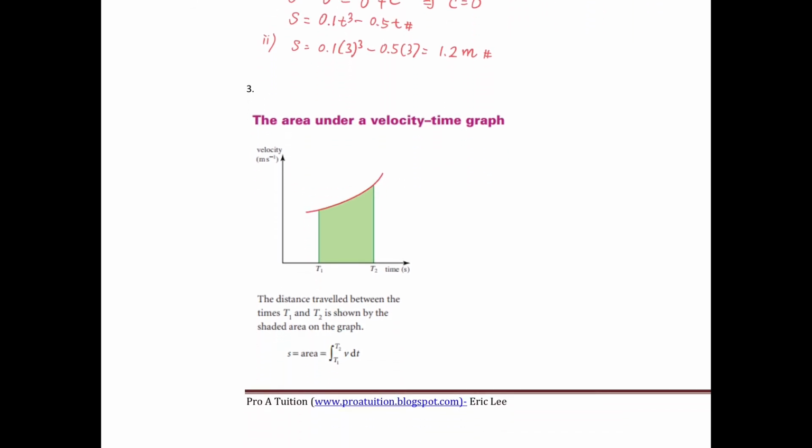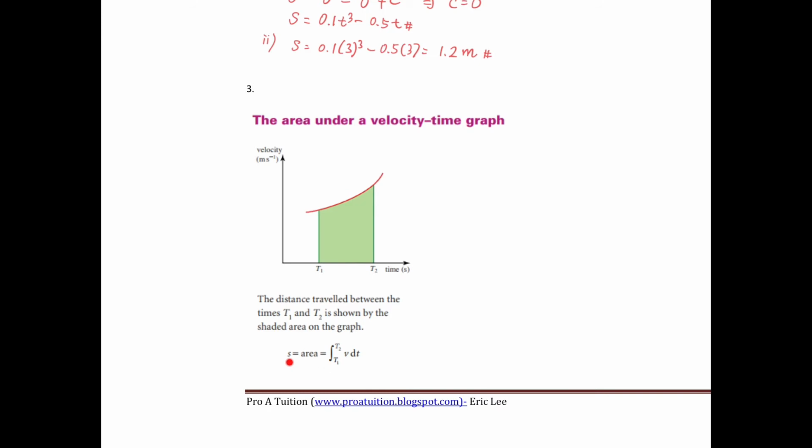Number 3, the area under a velocity time graph. So if you have a velocity time graph, we already learned area under a velocity time graph represents displacement. But the thing is, sometimes they don't give a straight line graph. If a straight line graph is given, to find the area you can use formulas like area of rectangle, area of triangle, or area of trapezium. But if they give you a curve, to find the area under the graph, we have to use integration.